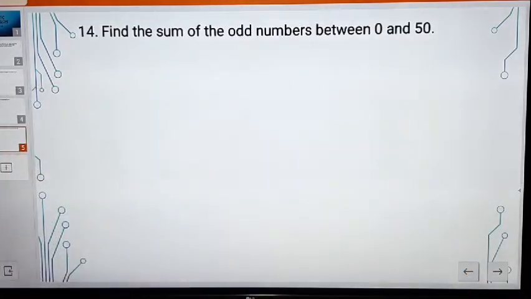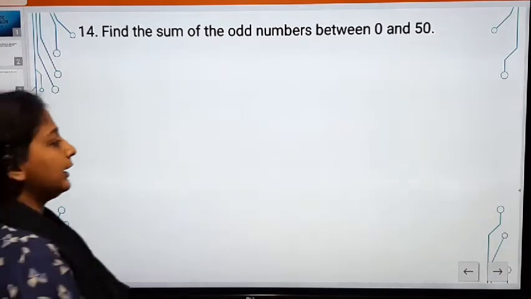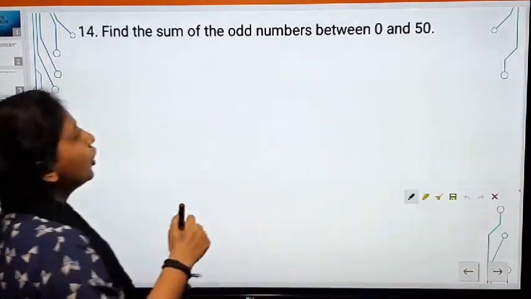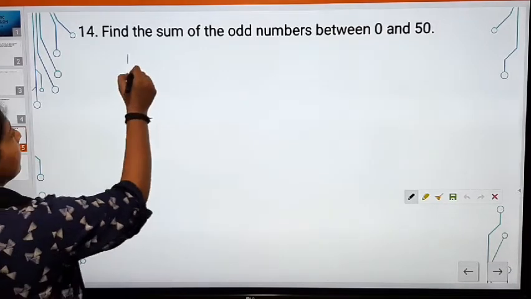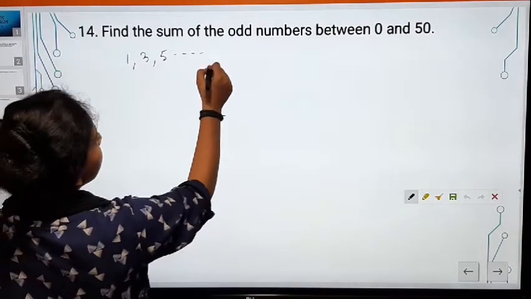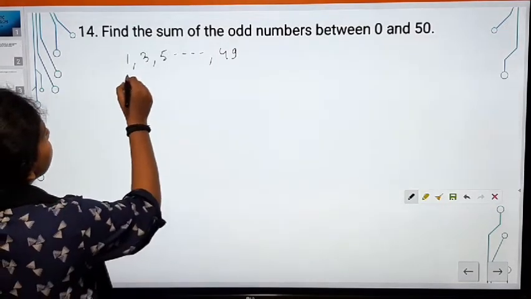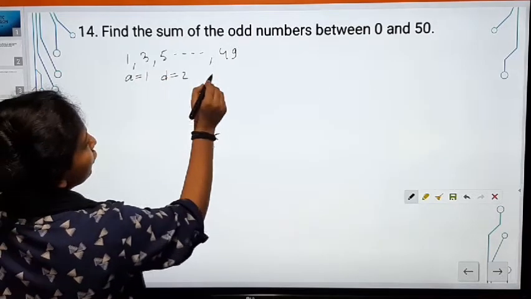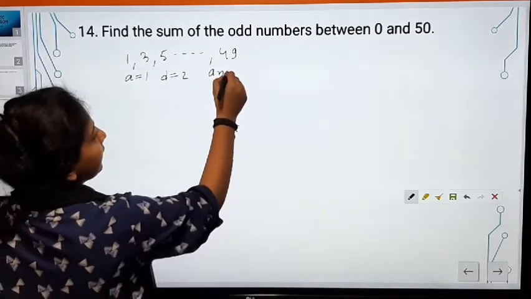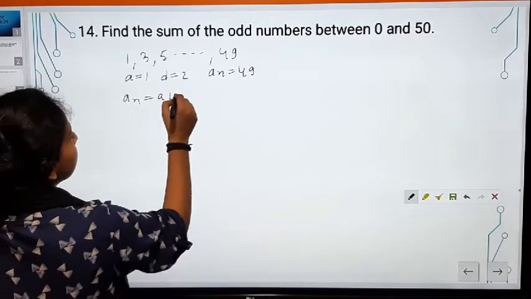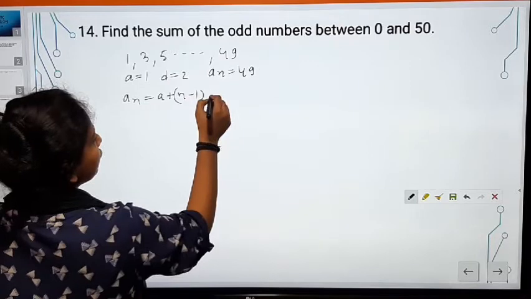Next, question number 14. Find the sum of the odd numbers between 0 and 50. First of all, we have to find the AP again. The odd numbers between 0 and 50 will be 1, 3, 5, and so on, and the last term would be 49. Let's first calculate the value of N. So A equals 1, D equals 2. N we have to find. An equals 49. So An equals A plus N minus 1 into D.